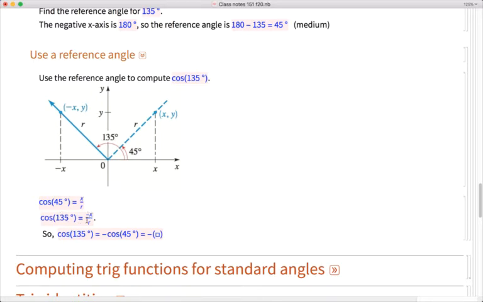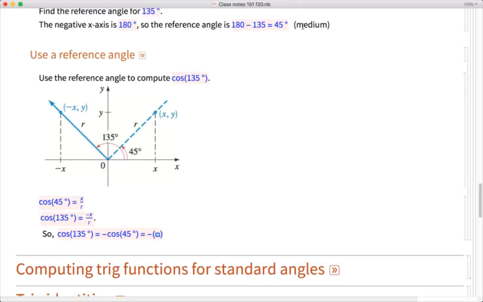So what we're seeing here is that cosine 45 and cosine 135 have opposite signs. One is simply the negative of the other. So this tells us that cosine of 135 will be the opposite, that is the negative, of cosine 45.